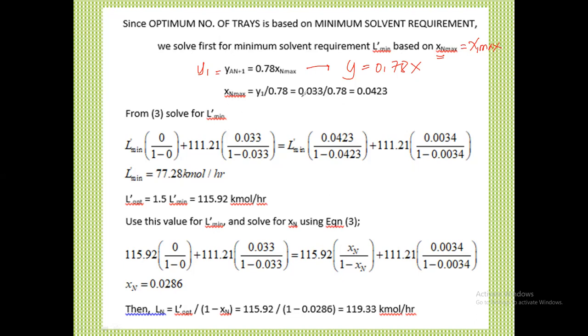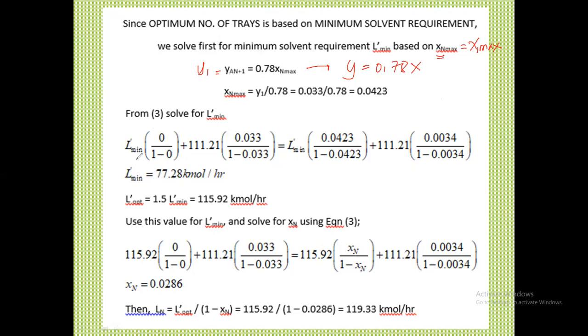So we substitute the 0.033 here. This is the mole fraction in the feed of ethyl alcohol. So you have that also as your Y sub An plus 1. 0.033, we divide it by 0.78, and this is now your X1 maximum or X sub n maximum. If you recall, I said that this is the one that you will use in your component balance. That way, you can determine first the minimum solvent requirement, which is the L prime.